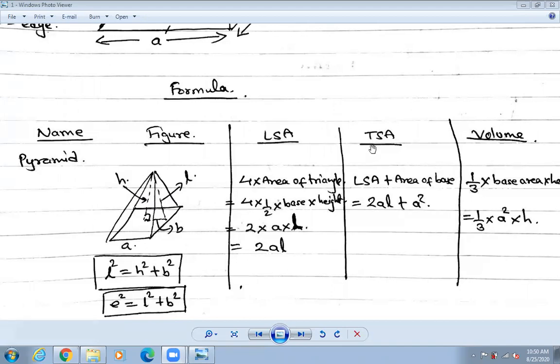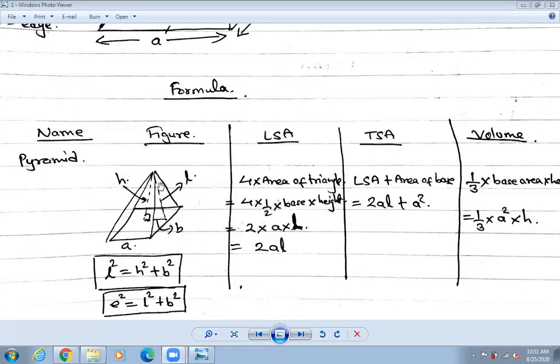Okay, so next one is TSA. TSA means all around, that means LSA plus base area. So base means there is only one base. The name of this base is called square. So LSA plus area of square. Writing area of square in place of area of base is also fine. So what is the formula of area of square? So area of square means it is L square.